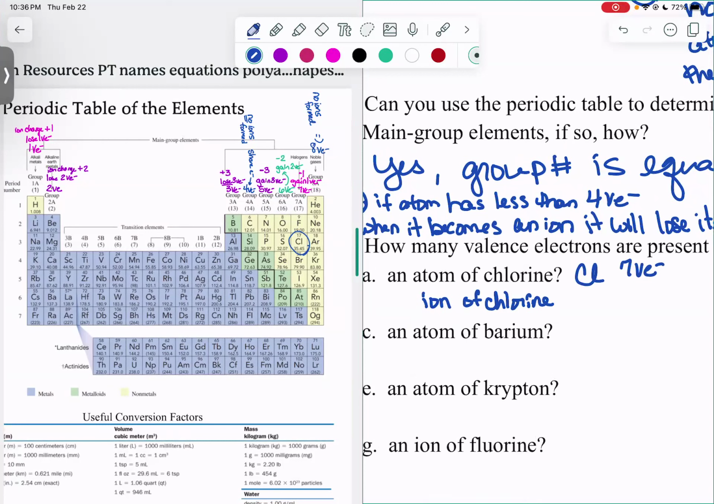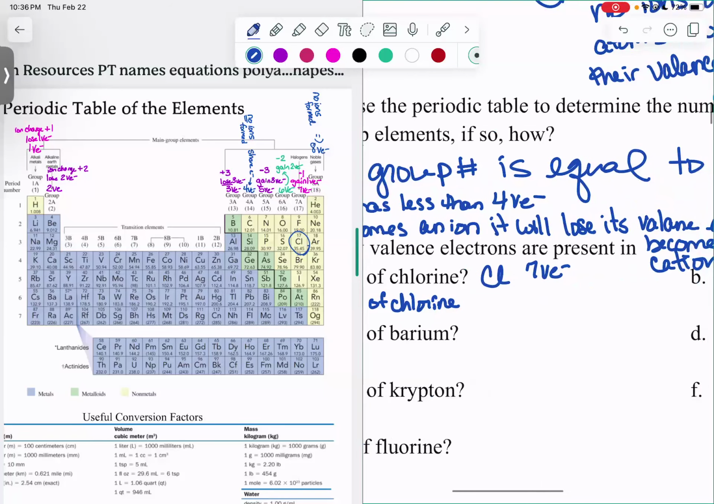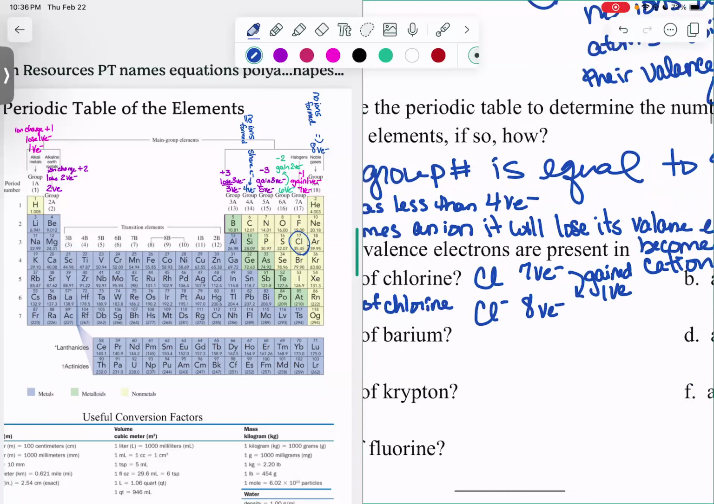What is an ion of chlorine going to do? Well, to become an ion, chlorine's going to gain 1 valence electron, and it's going to become Cl minus. So now that chlorine ion has 8 valence electrons, because to go from the atom to the ion, it gained 1 valence electron. So you should be able to do that for any element that I give you.